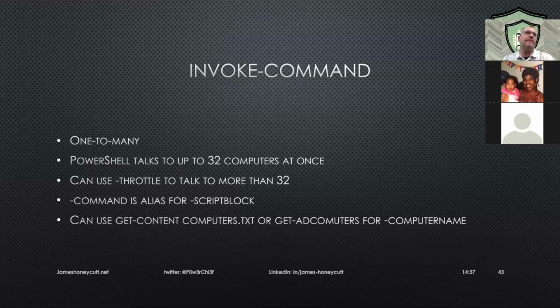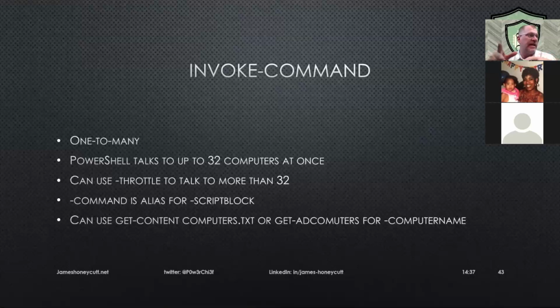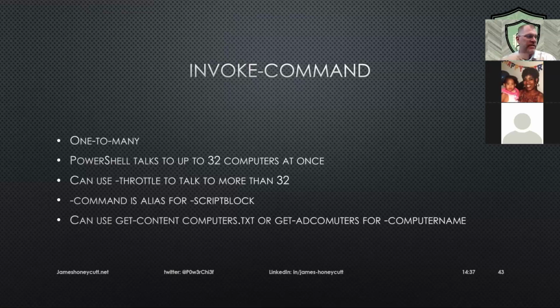So basically what happens is, say you have a list of 600 computers that you're going to get the processes from. So you invoke command, get process, all these computers, right? Well, your terminal is going to send out 32 requests. And as it gets those back, it's going to send out the next one, and then the next one, and then the next one. So you can do 32 at a time. You can change that using the throttle switch.